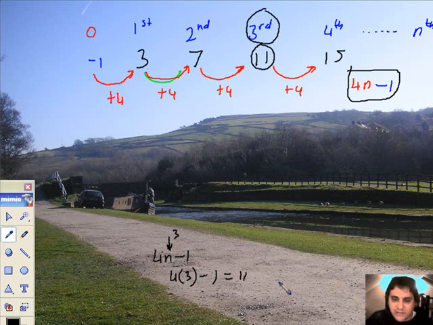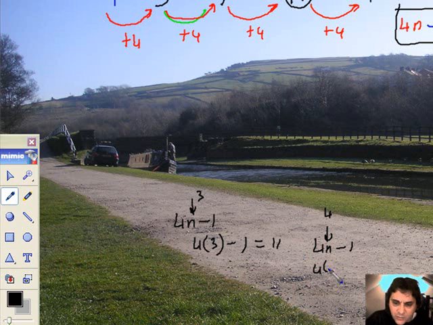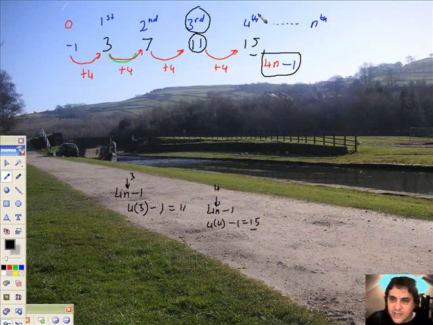Let's just prove that it works again for the 4th one. 4n minus 1. Substitute a 4 in there for the 4th member of the family. 4 times 4, 16, take away 1 is 15. Is my 4th term 15? Yes it is. There's my 4th term and there's a 15.